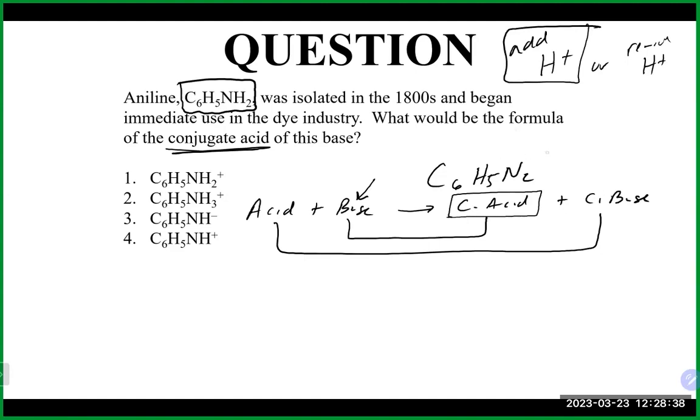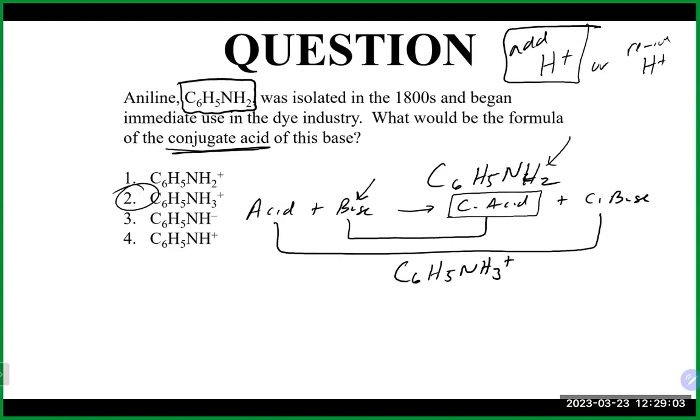So we would add on an H plus here, and I think I left off a couple of things there. I left off the H, which would be good there. There we go. That looks better. So we would add an H onto there and a plus, and that would give us C6H5NH3 plus, which, as you correctly said, would be number 2 there.